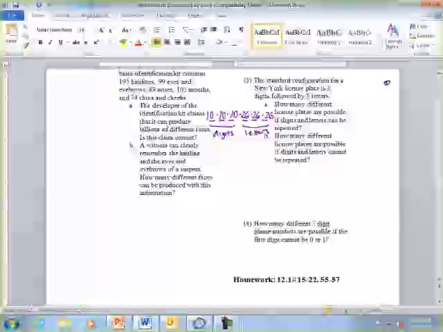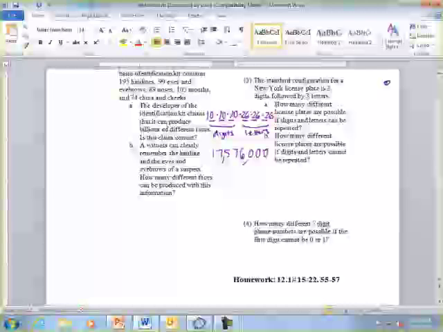and find that there are 17,576,000 different license plates that we could make that way, which is good because New York has a big population, so they need a lot of license plates.